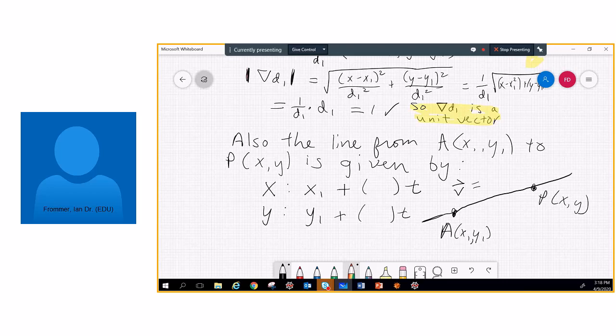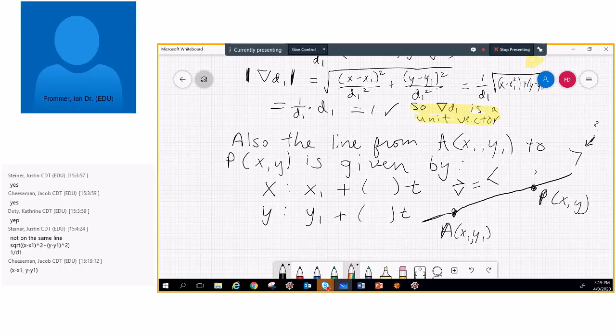So there's a vector that's pointing in the same direction as AP, and the components of that vector are, anyone want to take a guess? What are the components of the vector pointing in the direction A to P, given these coordinates here? So what goes in here? Yeah, good, Jacob. x minus x1 and then y minus y1. Okay, so that's exactly what we'll plug in here.